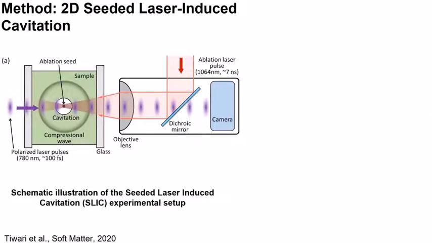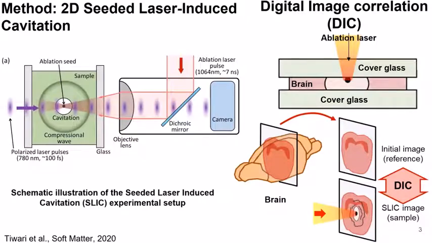Here we demonstrate a 2D seeded laser-induced cavitation, or SLIC, approach in which a mouse brain is sectioned to reduce the optical path length, and the slice is confined by two glass plates with ablation seeds. As a result, the digital image correlation, or DIC, technique can be applied to the in situ SLIC image with a reference or pre-SLIC image for mapping of displacement vectors of the rapidly deforming slice.